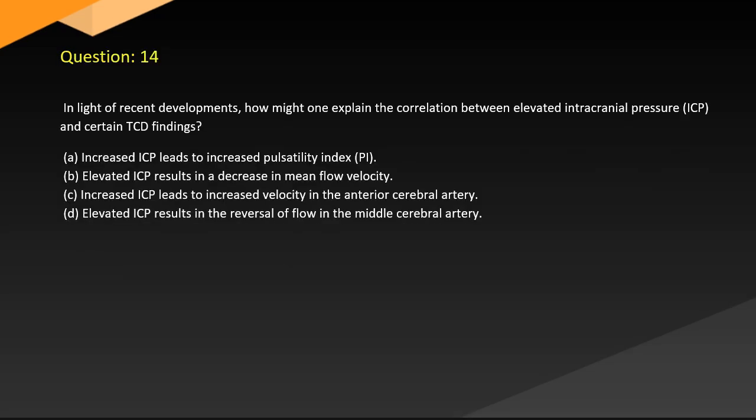Question 14. In light of recent developments, how might one explain the correlation between elevated intracranial pressure (ICP) and certain TCD findings? A. Increased ICP leads to increased pulsatility index (PI). B. Elevated ICP results in a decrease in mean flow velocity. C. Increased ICP leads to increased velocity in the anterior cerebral artery. D. Elevated ICP results in the reversal of flow in the middle cerebral artery.